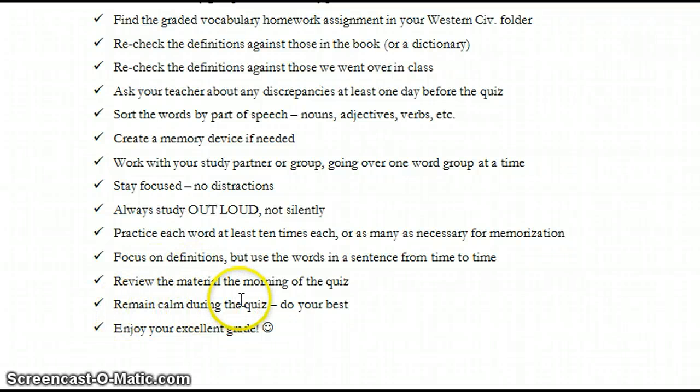Make sure you remain calm during the quiz. Do your best work, and that should yield an excellent grade, which I hope you'll be happy with. That is the checklist for studying for Western Civ vocabulary quizzes.